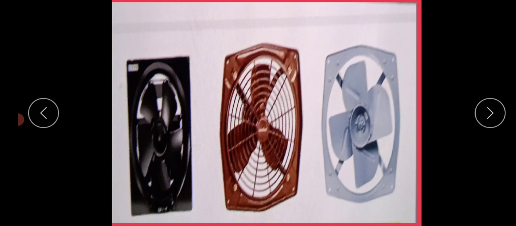Last, exhaust fan. What is the meaning of exhaust fan? Exhaust means to just flush out, just to extract out, or just to send out. That is called exhaust. Mostly exhaust fan is not in a bedroom or a hall like that, only in kitchen. The exhaust fan in hotel and home only in kitchen. Why? What purpose? The exhaust fan is only placed in kitchen.